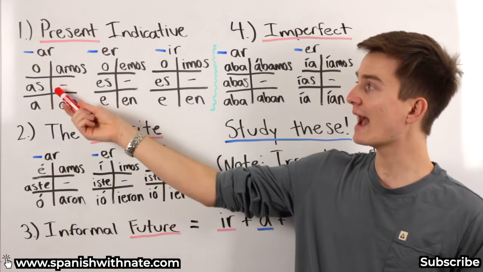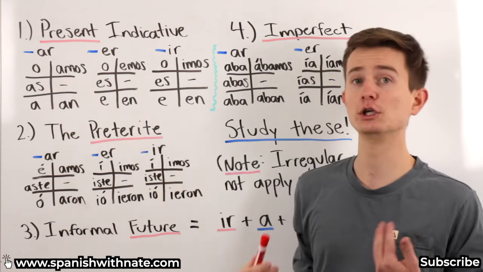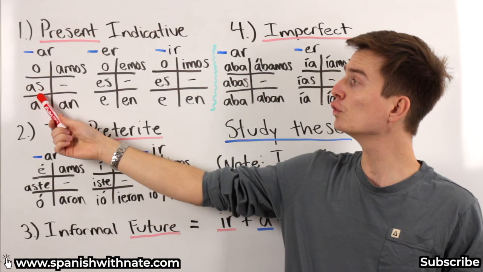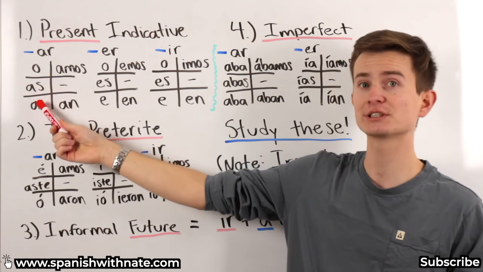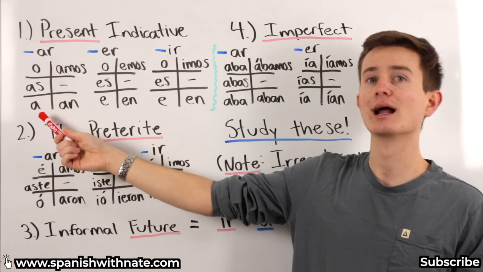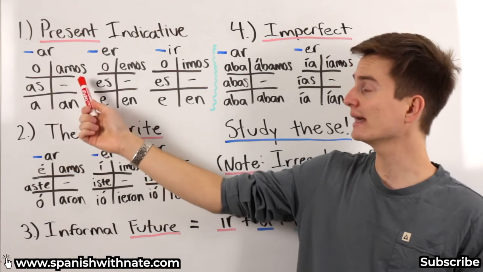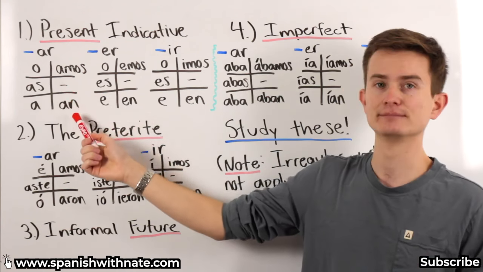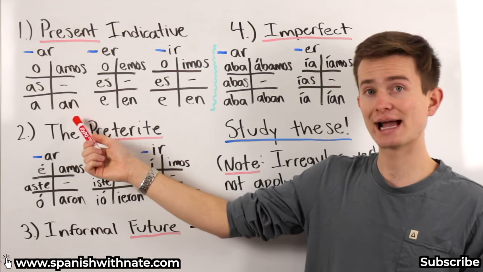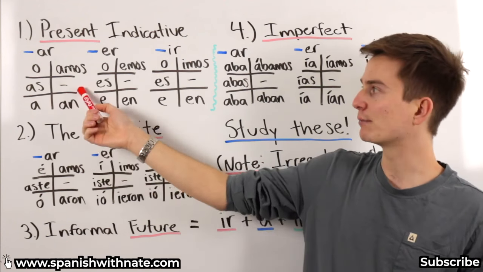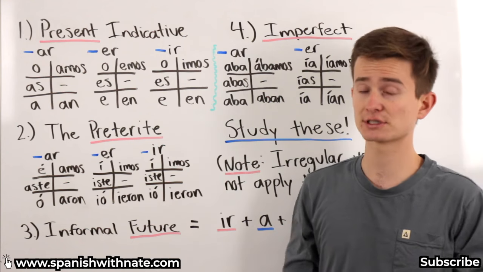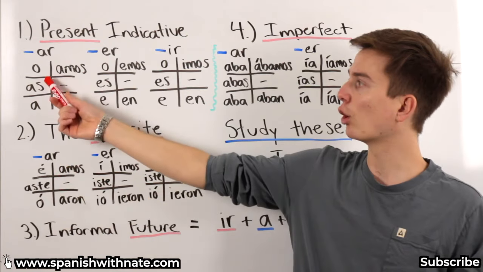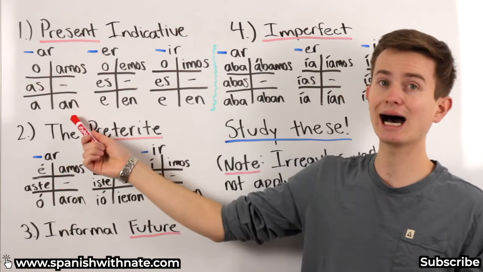Okay, so let's take a look. For AR, we have o for the yo, so this is going to be the yo person, I. Then as, this is representing the tú person, you. A for él, ella, usted. Amos for nosotros, meaning we. And an, meaning for the ellos, ellas, and ustedes group. Now, I've put little dashes here because this is for the vosotros form, which is only used in Spain. So we're not going to cover that. All right, so o, as, a, amos, an.